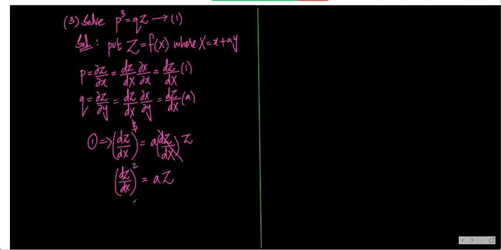Yes, correct. The square goes to that side. So dz by dx equals under root of a z. Now by the variable separable method, we take this z term to that side, meaning dz by root z equals root a into dx. Then immediately integrating on both sides. If you want to mention it, you can mention it.